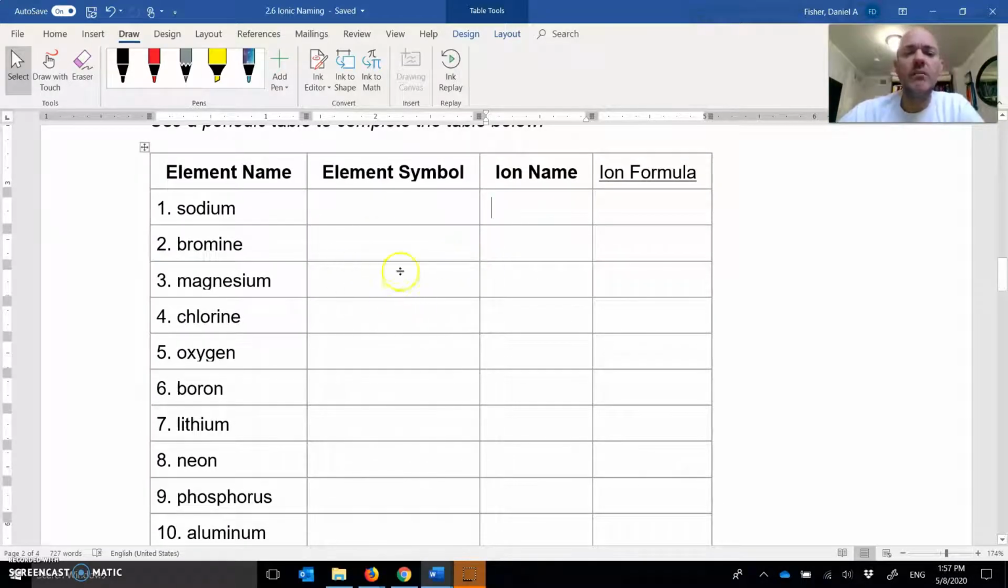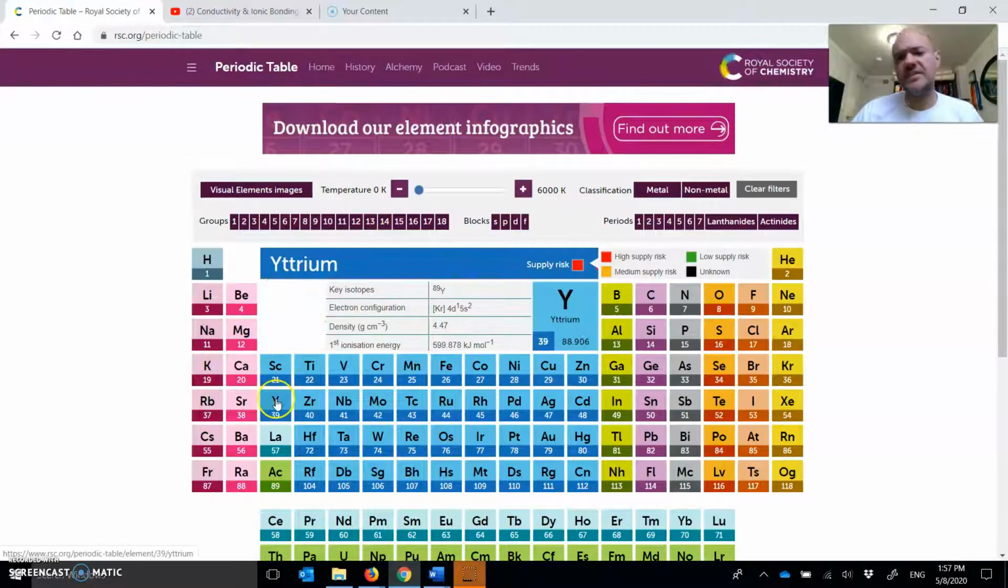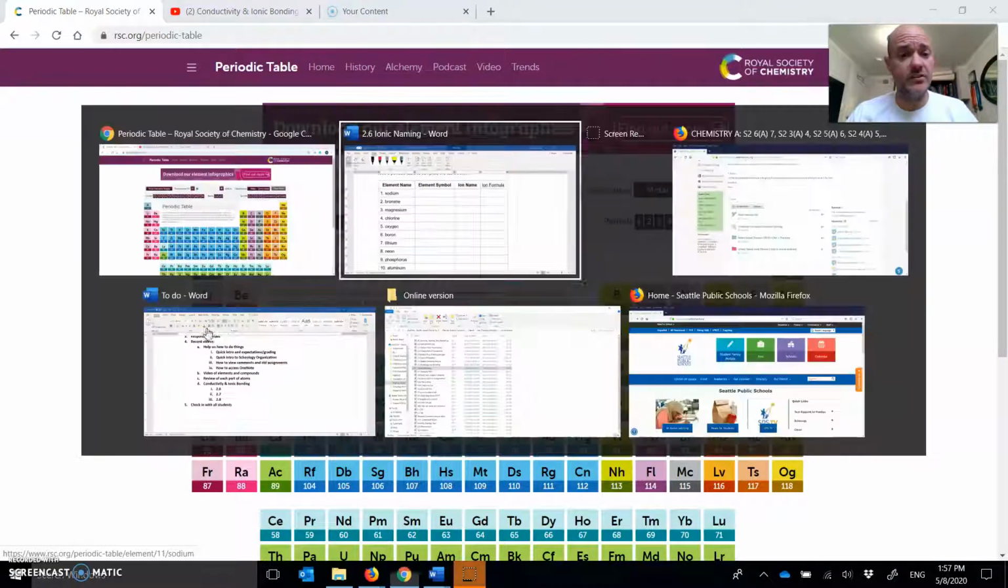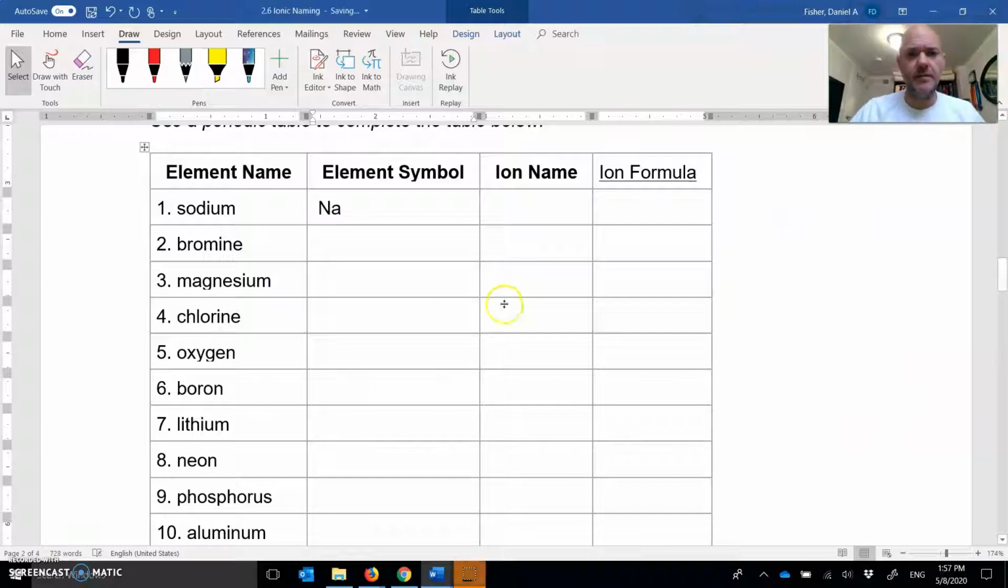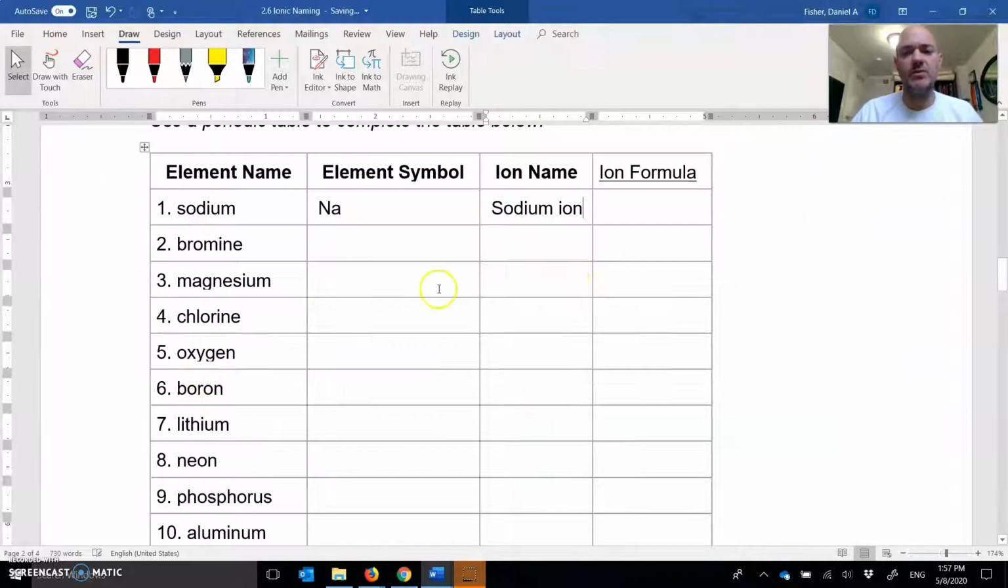So basically, when we're looking at these, we're going to take a look through. We're going to look at what is the element symbol for sodium. So I'm going to find that on the periodic table. This is not the greatest periodic table. I just happen to know it. So sodium, Na. My ion name for it would be a sodium ion, because I know if it's in this column, it's going to be a +1 charge. So my formula for it is going to be Na.